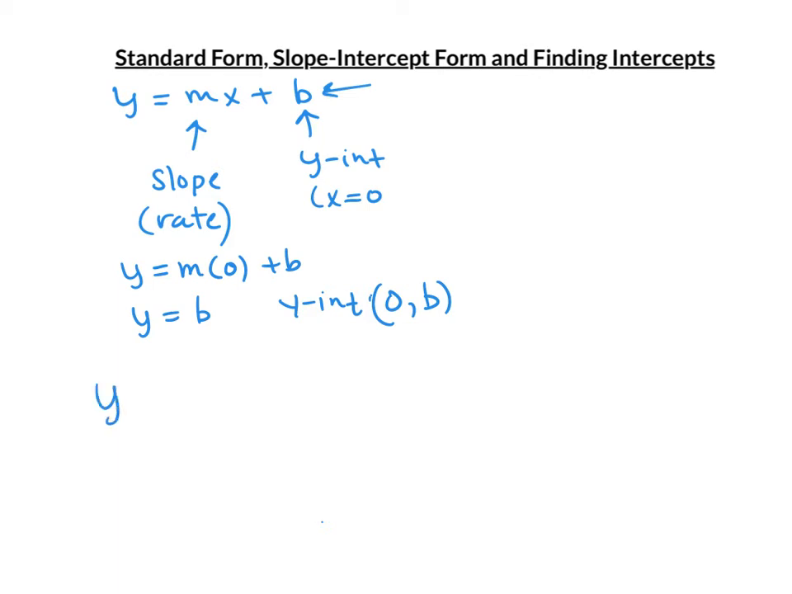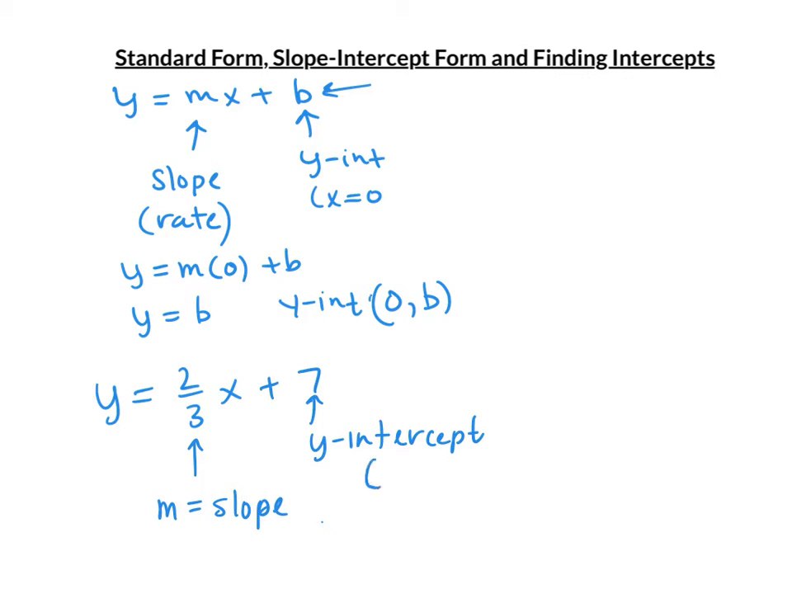So if I give you an equation, y equal 2/3 x plus 7, we know that this is the slope. We use m for slope. And this is the y-intercept, where the line crosses the y-axis. It would be the point 0, 7.